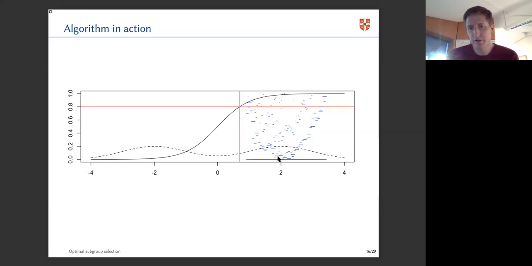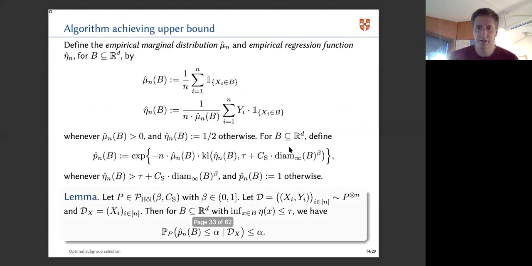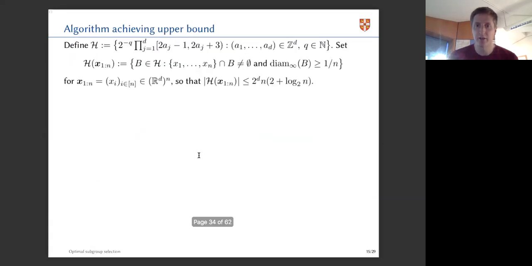So what you can see here is that the most significant p-values occur around the mode of the right-hand hump of the feature distribution, and that's because I'll tend to have larger values of this mu n hat of B in those regions. I'll tend to see more data.